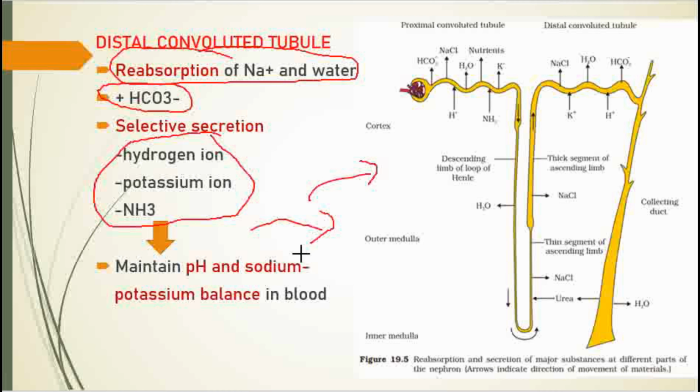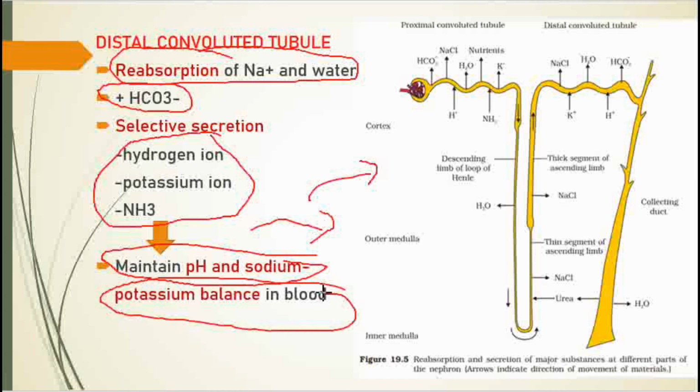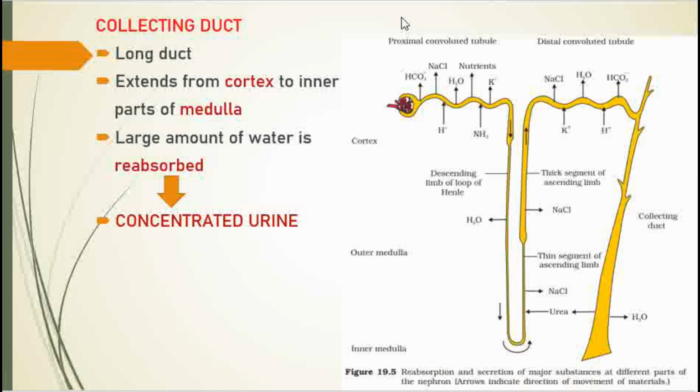So this, as I already mentioned, mainly maintains the pH and the sodium potassium balance in the blood. It is for that balance. So this is what occurs in the case of a distal convoluted tubule. So next, coming to the next part, the collecting duct. What happens in case of a collecting duct?